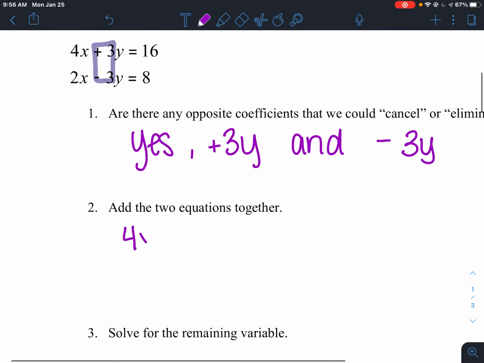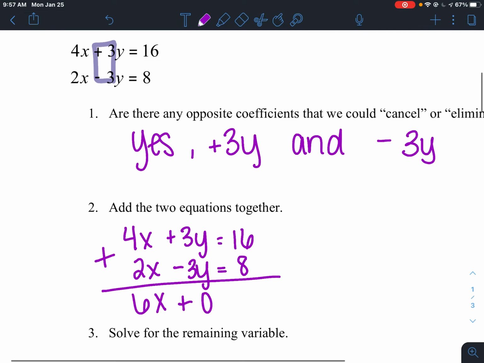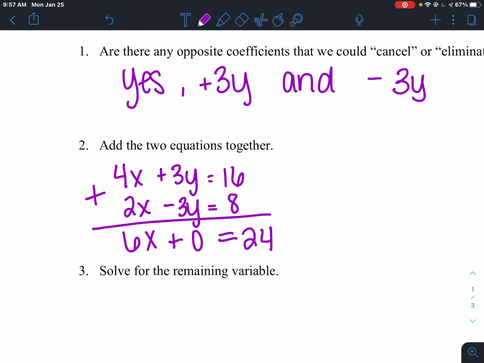So we have 4x plus 3y equals 16 and 2x minus 3y equals 8. And notice that I have everything lined up nicely so that I can add straight up and down. So 4x plus 2x equals 6x. 3y minus 3y equals 0, so plus 0. And then that all equals 16 plus 8 is 24. So we've added those together.